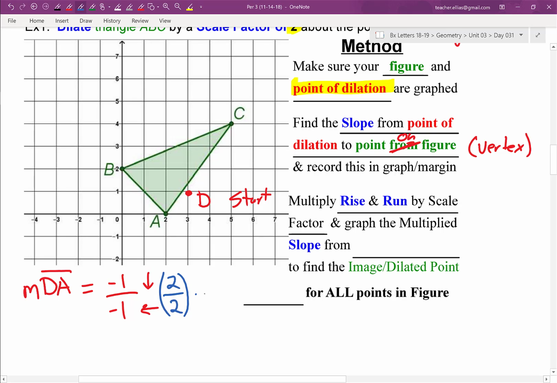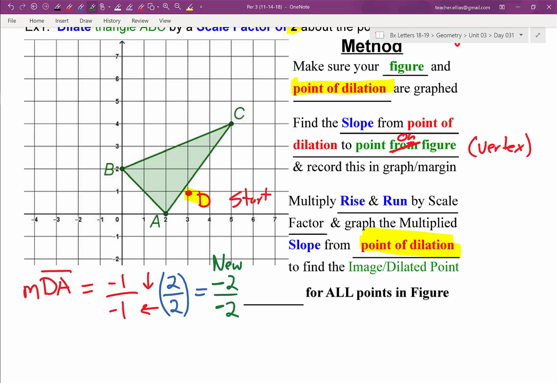So what will we get for our new slope? Yeah, -2 over -2. And then, starting from where? Where are we going to do this new slope? Perfect. And that's the most important thing. From the point of dilation, you're going to do that new slope. So instead of going down one and to the left one, now how much are we doing? That would be our new one. So we're going to go down 2 to the left 2.